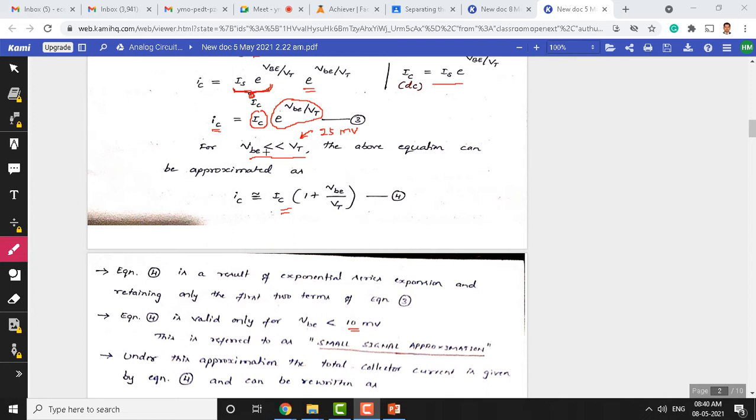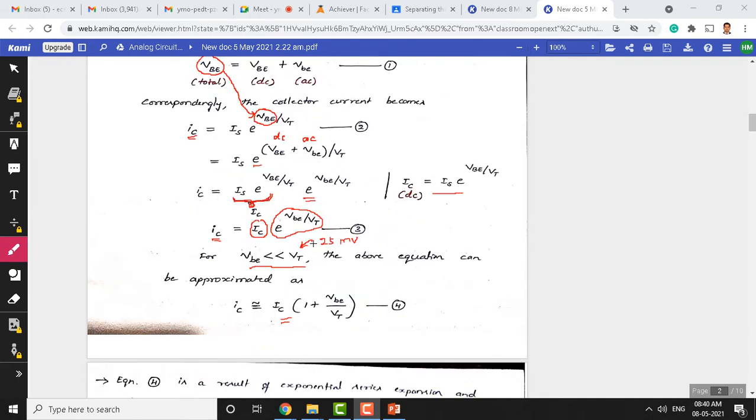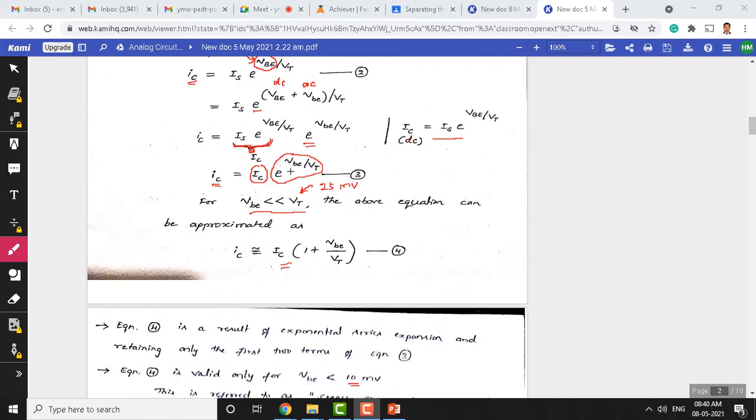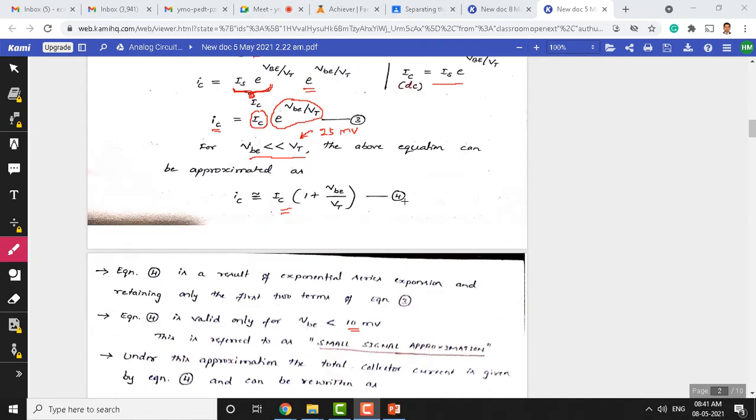If I assume VB very much less than VT, where VT is typically 25 millivolt, and I apply an input voltage at the base and emitter less than 25 millivolt, then this current expression becomes this. After expanding, we know that we have an exponential term, and retaining the first and second terms in the expansion, we get this equation 4. This is the collector current expression for the transistor.